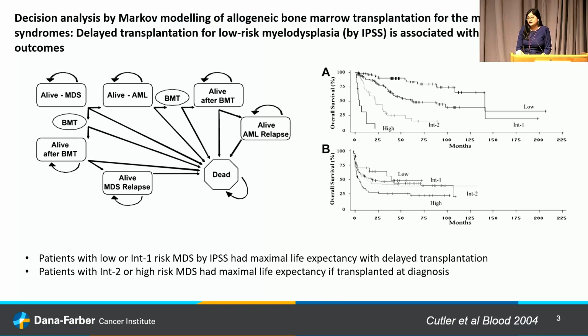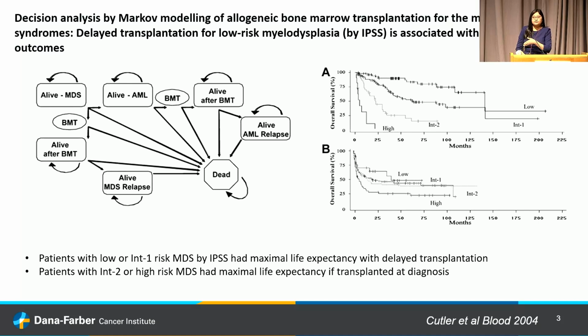When we try to decide who to transplant with any myelodysplastic syndrome, this question was attacked with decision theory by Corey Cutler and colleagues, where they visualized MDS patients in these different states, and the interventions were transplant at diagnosis, at leukemic progression, or at some time point in between. And they found with Markov modeling that patients with low or intermediate 1 risk MDS had maximal life expectancy with delayed transplantation, whereas those with intermediate 2 or high risk MDS had maximal life expectancy if transplanted at diagnosis.